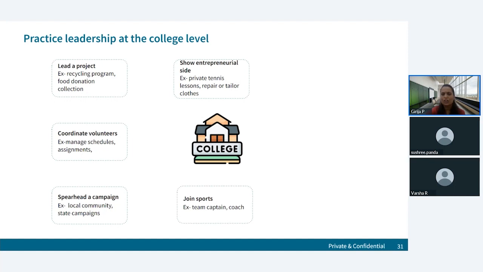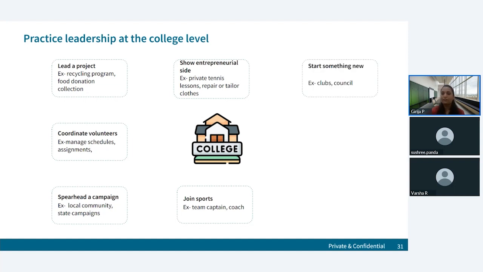When you're joining any sports, it will enhance your mentorship skills. So you become a team captain, whatever the game you are playing, and you can coach them also. So it will also help you to develop how you're mentoring others.